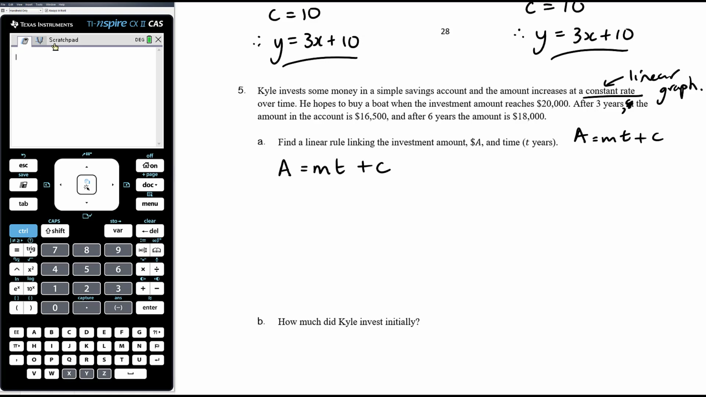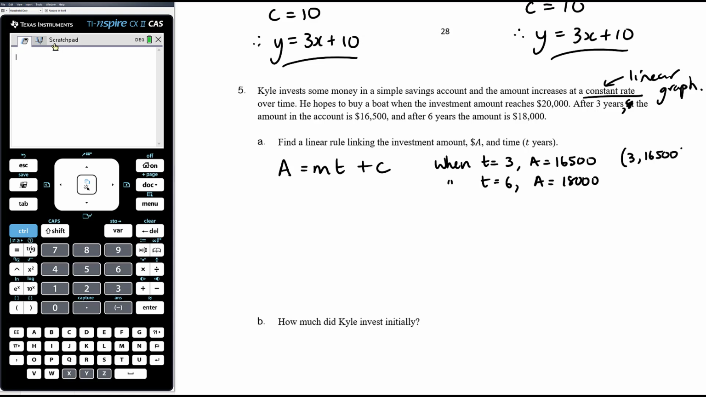Okay. Now, we've essentially been given 2 points, okay? We know when t equals 3, a equals 16,500. We know when t equals 6, a equals 18,000, okay? So this is the point 3, 16,500. This is the point 6, 18,000. 2 points on the graph. So we can find the equation for the line.